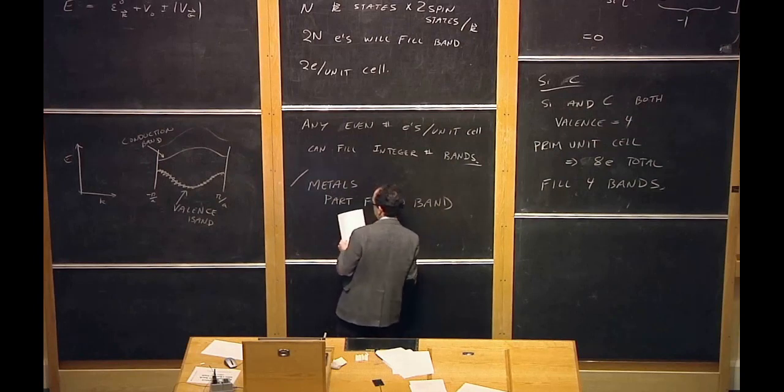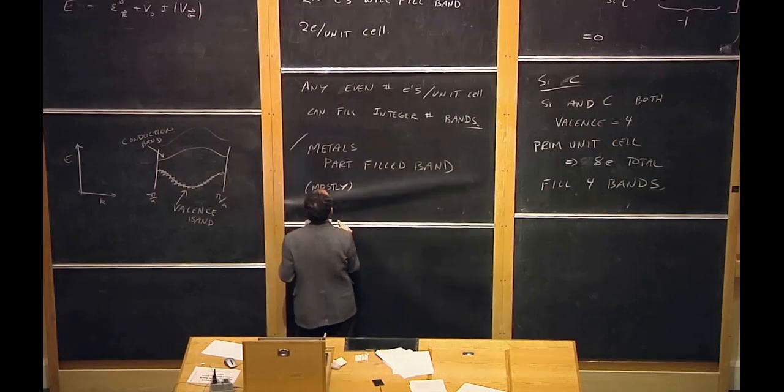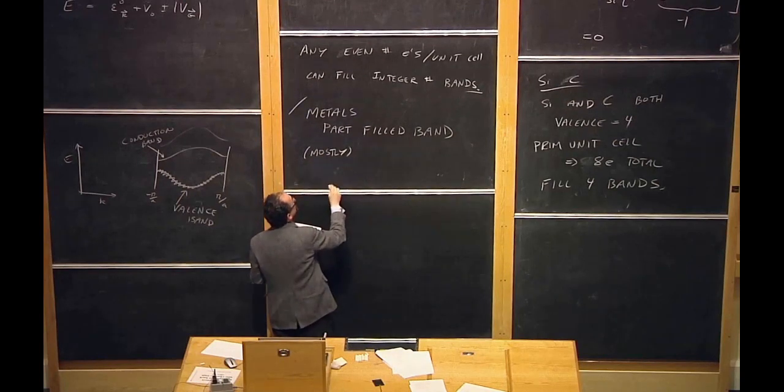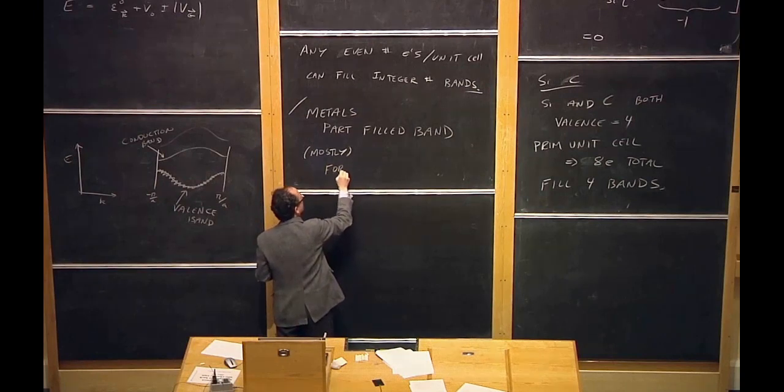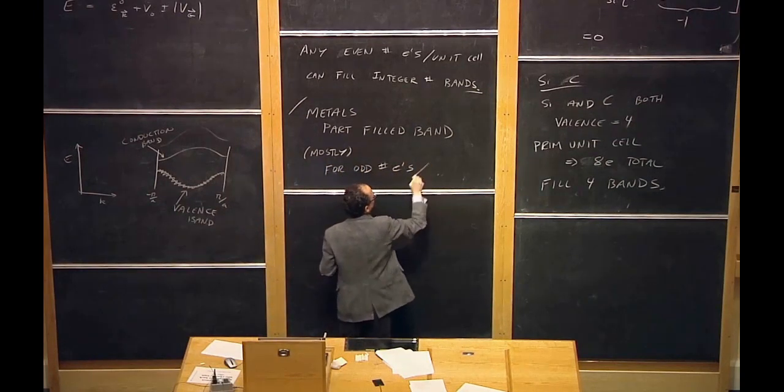Which is almost always true. Mostly, maybe I'll write mostly true. Either today or next time we'll discuss why it's only mostly true. Mostly true for odd number of electrons per unit cell.